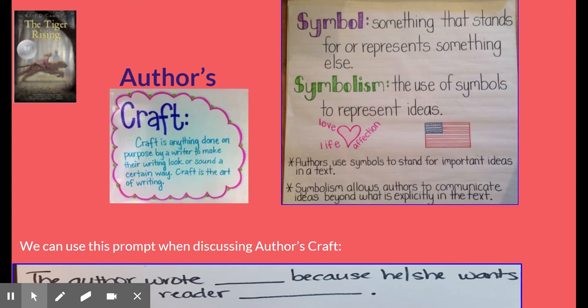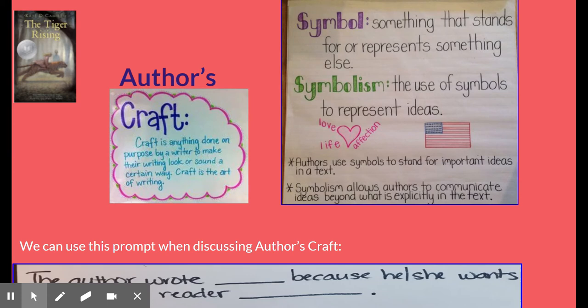Okay, so the author uses a specific type of author's craft. Today we are going to focus on one specific type called symbolism. Symbolism has to do with the use of a symbol. So, what is a symbol? Something that stands for or represents something else. Okay, and how does the author use symbolism? Symbols are used to represent ideas.